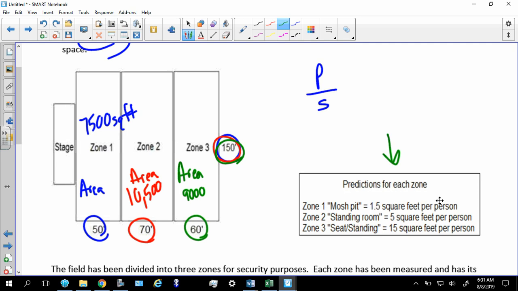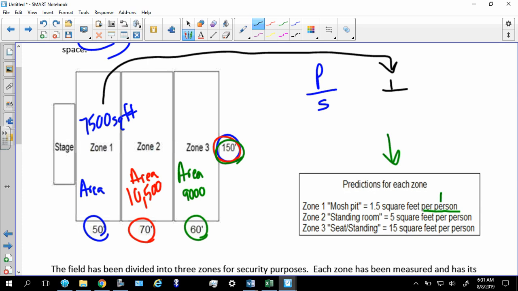Okay. Now, if you look over here, it gives you the predictions, and that is for zone 1, 1.5 square feet per person. Now remember, whenever you see per person, that's always 1, because it's 1 person, literally. So for zone 1, I'm going to do my work right here. I'm going to create a proportion. So it's 1 person for 1.5 square feet. 1 person for 1.5 square feet is equal to X over 7,500. All right. So when we do that, we're going to cross multiply and solve.